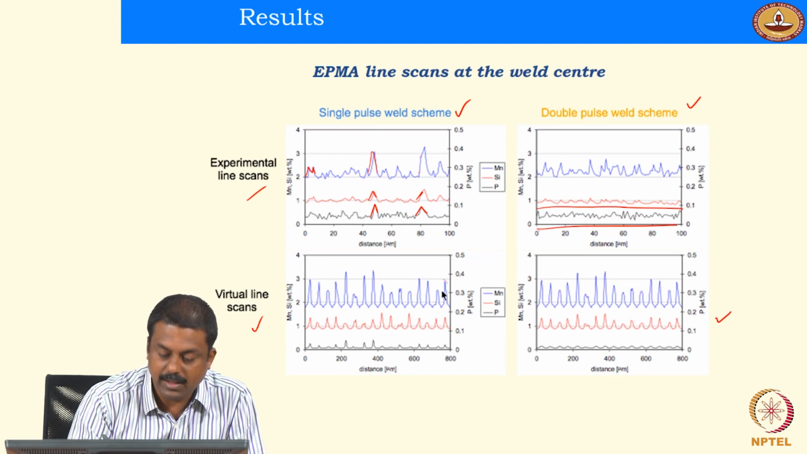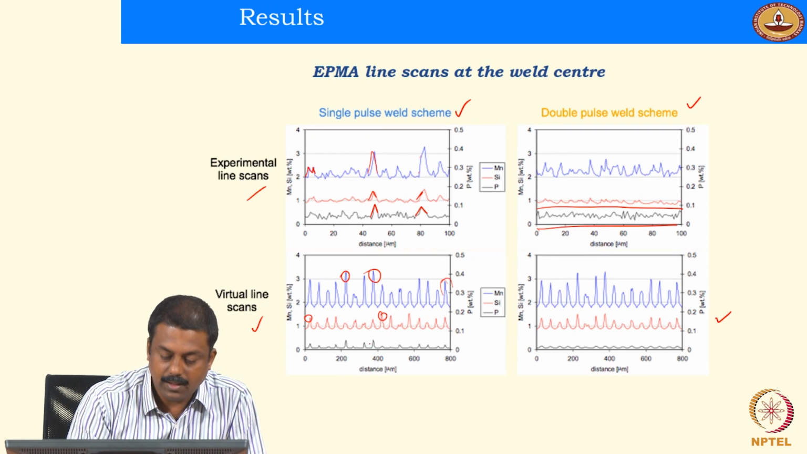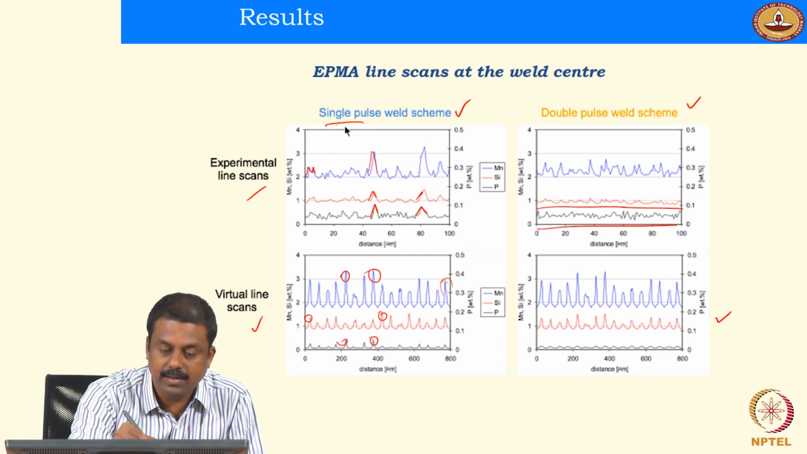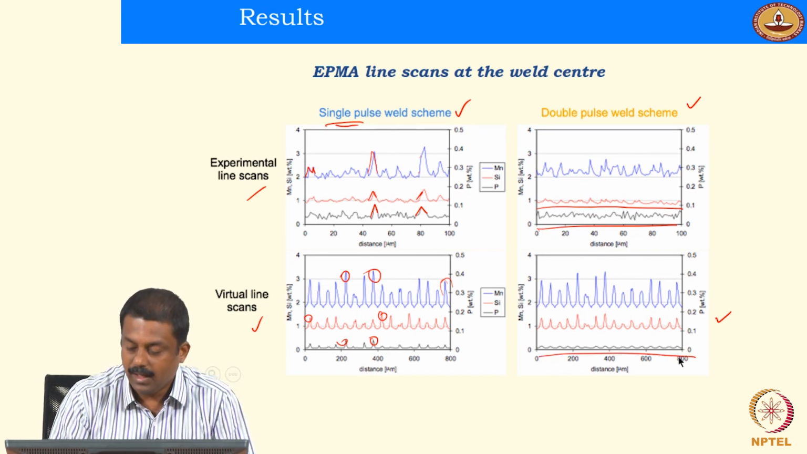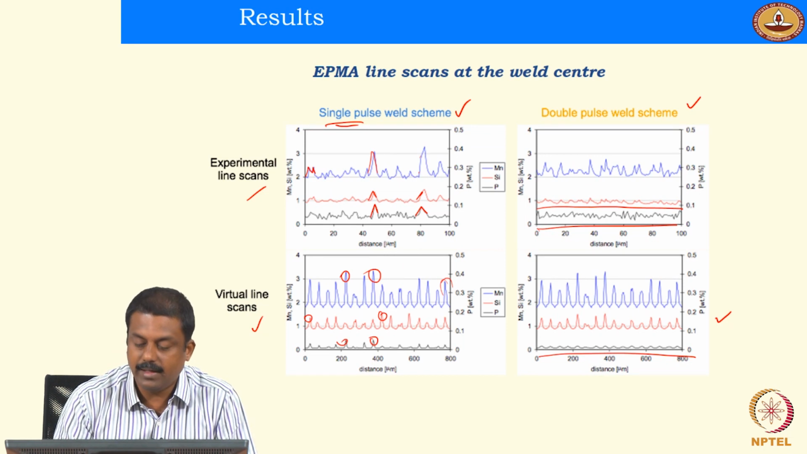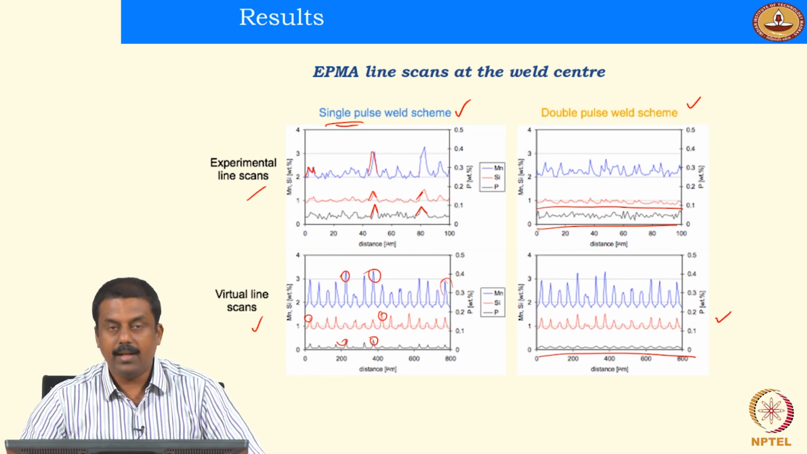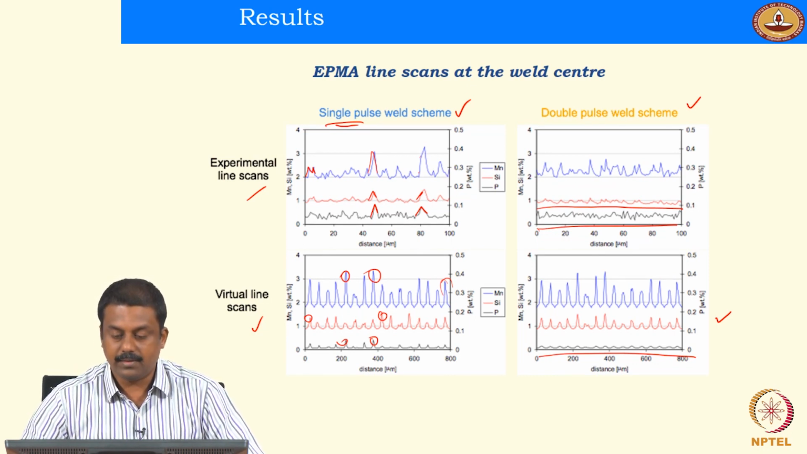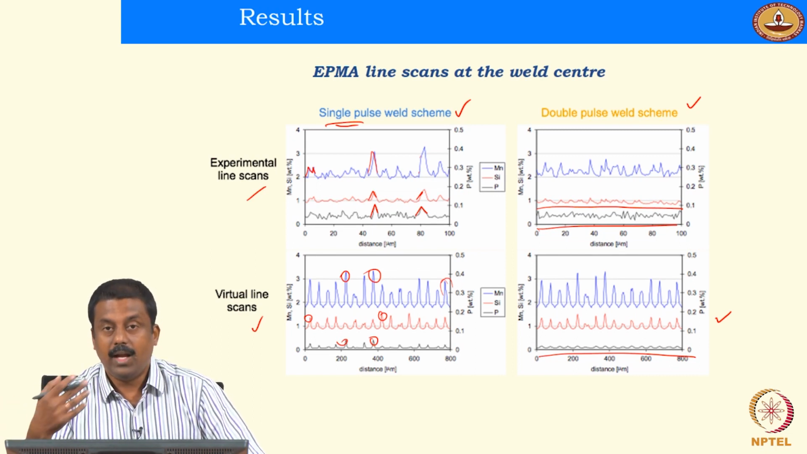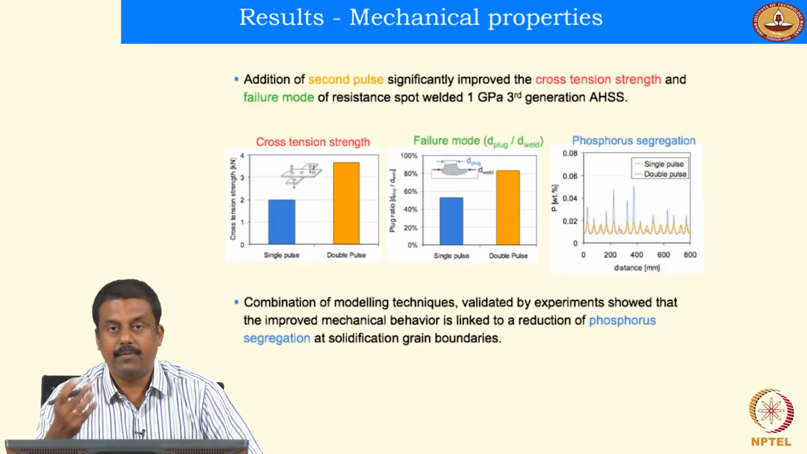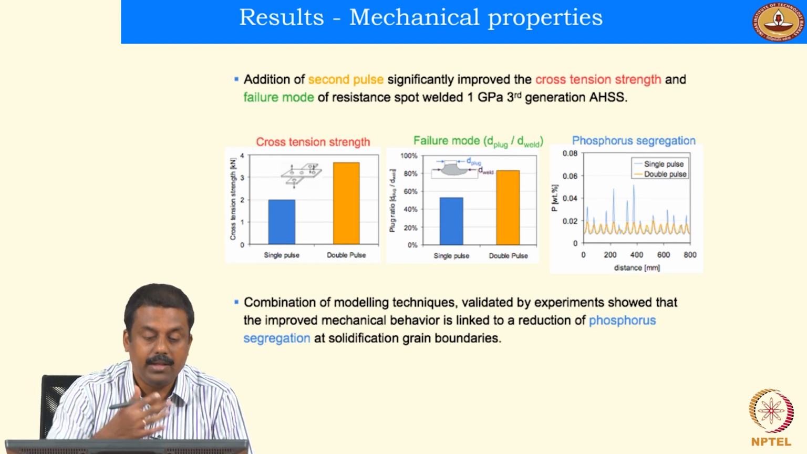In the simulations, what you saw here is the segregation of manganese, silicon and phosphorus during single pulsing, whereas in double pulsing you see that the phosphorus is completely homogenizing after the second pulsing, which is an effect very significantly seen in the phosphorus case. That means that the second pulse helps in avoiding the segregation of phosphorus particularly, which is actually very beneficial. If you don't have phosphorus segregation, your embrittlement decreases significantly. And the results of the cross tension test we already showed in the previous slide.